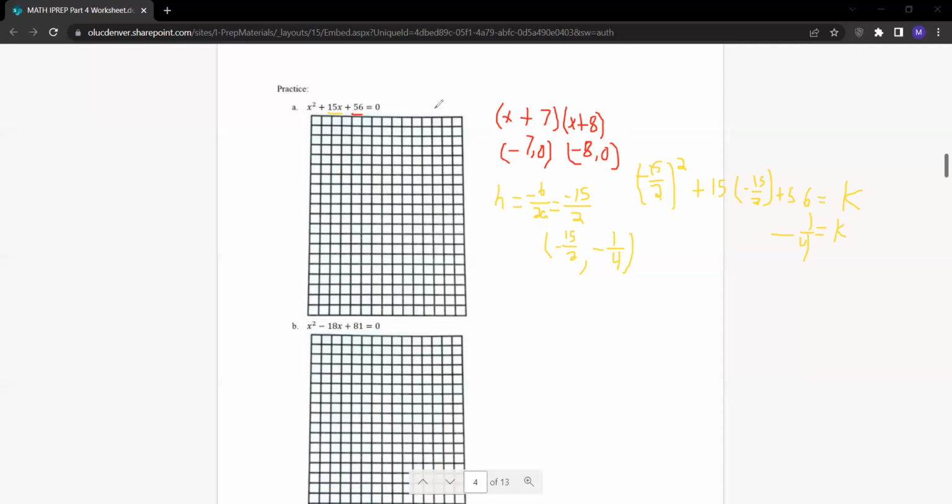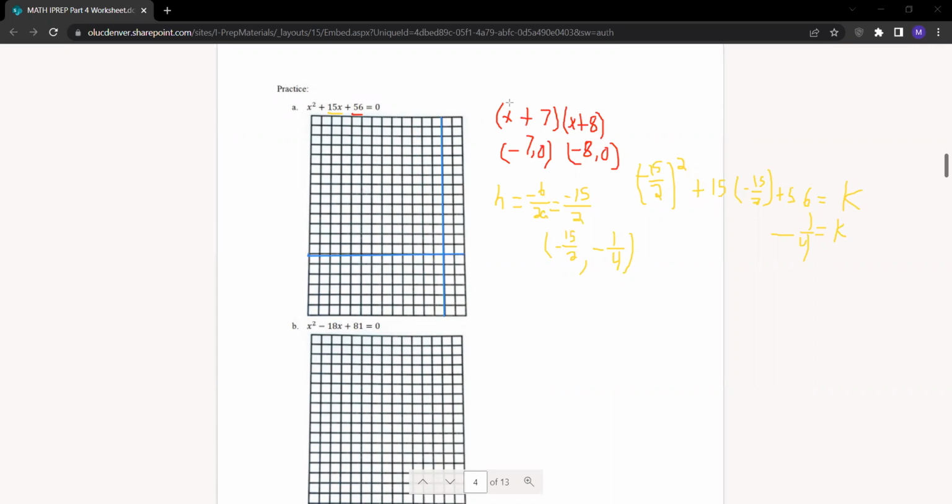And we can graph. So first, we'll start our graph way over here because we know our points are negative 7, 0, negative 8, 0, and negative 15/2, negative 1/4. So we know most of our graph is going to take place on the left side of our axis, right? So if this is going to be our 0 value, most of our stuff is going to take place on the left. I'm going to go ahead and put one right here.